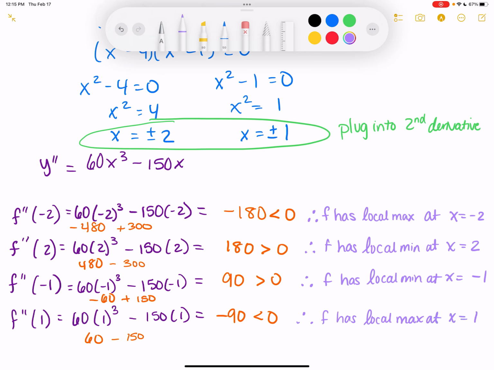And if you wanted to write them all in their own thing, like say f has a local min at x is equal to 2 and at x is equal to -1, just to make writing shorter, if you were doing the problem on a test or something, that would be fine. Any questions about any of these?